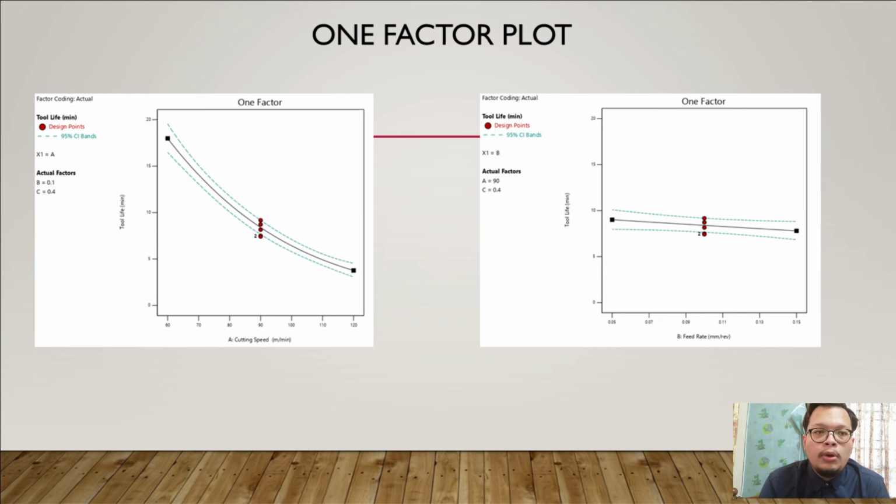The second graph shows the influence of the feed rate on the tool life. The one-factor plot shows that when the feed rate is increased, the tool life of the coated carbide will decrease. This shows that the tool life was significantly influenced by the feed rate. This condition may happen as a result of the cutting force applied to the workpiece as well as the cutting tool while the workpiece is being machined.